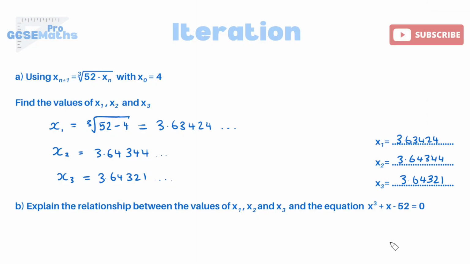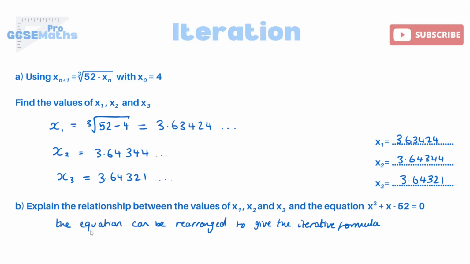So this is usually a 2-mark question. It's quite good because you can kind of just memorize the answer and just apply it to your particular question. So because it's 2 marks, we need to mention 2 things. One is literally that. What is the link between the equation here and the formula that we've used for iteration? Because they haven't really mentioned this equation in the previous part of the question, so we need to make that link. The link is that obviously the equation can be arranged to form the iterative formula. So that's point number 1. The equation can be rearranged to give the iterative formula, or some kind of version of that.